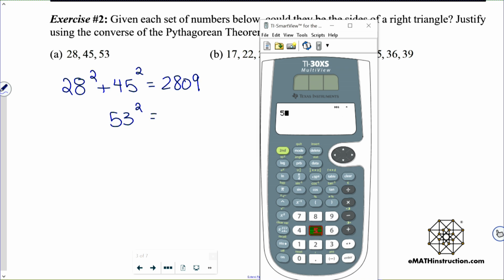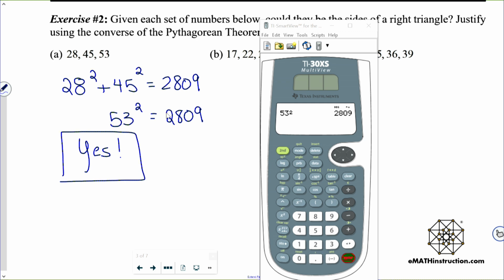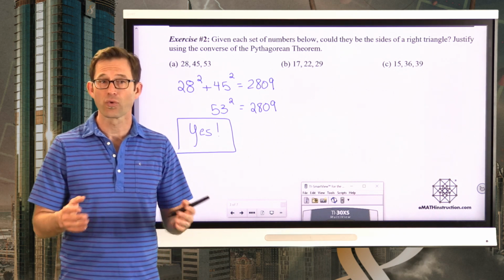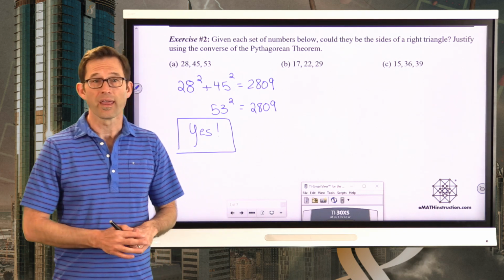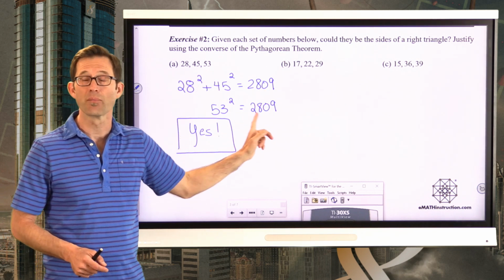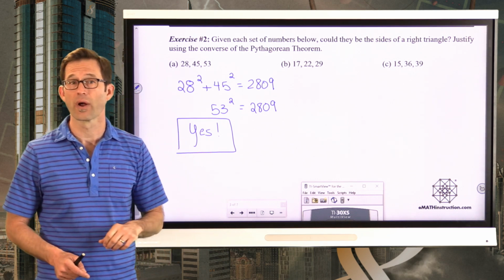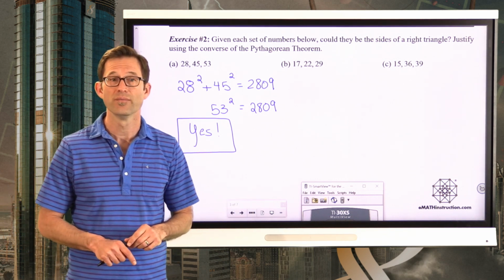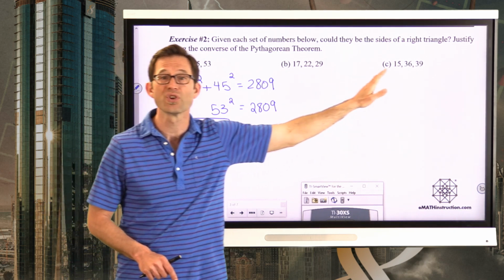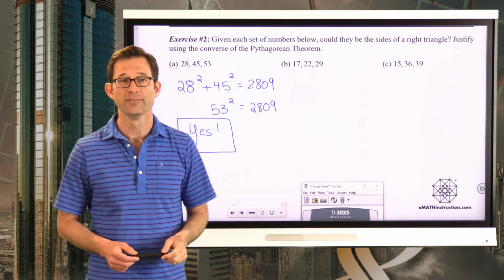I do 53 squared, I get 2,809, and so yes, they are the side lengths of a right triangle. And it's just a beautiful test. It tells you whether or not a triangle is a right triangle. I square these, add them together, and then check to see if it's the square of this number, and if they're the same, then yes, it's a right triangle. If they're not the same, the answer is no. So given that, what I'd like you to do is see in letter B and letter C whether these three numbers could be the side lengths of a right triangle.